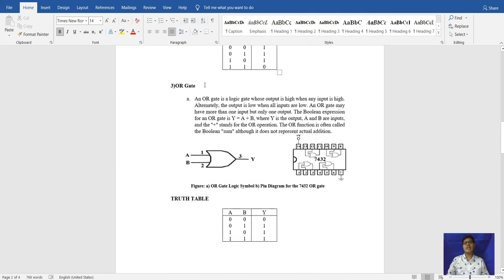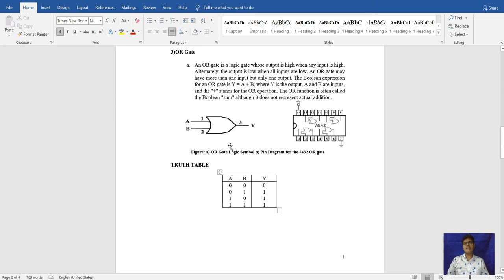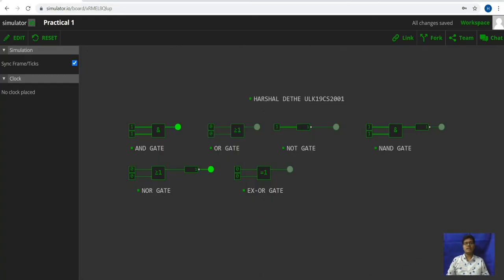After that we see the OR gate. The OR gate has more than one input but only one output, because in the OR gate this sign stands for addition. In case 1, when we give inputs 0 and 0, it will give us 0. For 0 and 1, it will give us 1, and for 1 and 0, it will give us 1. For case 4, 1 and 1, it will give us 1. Here we will see the OR gate.